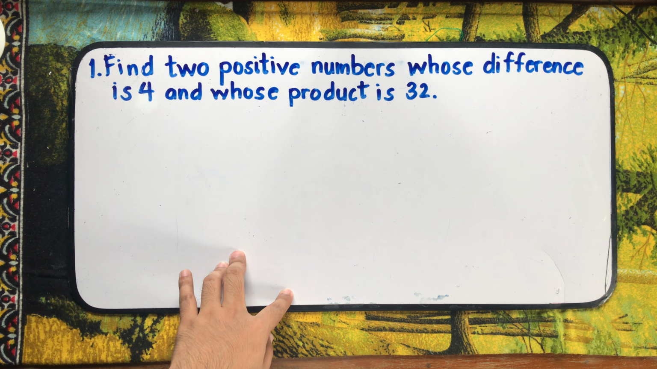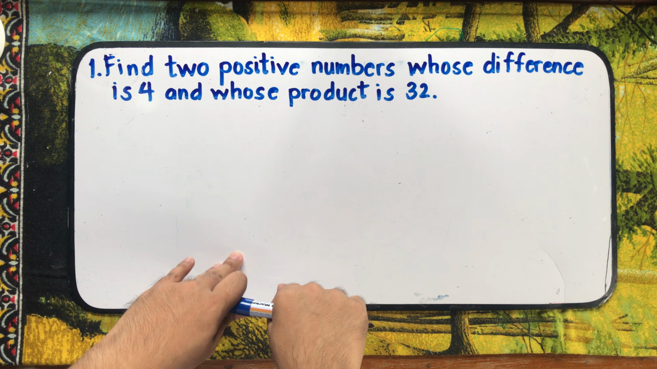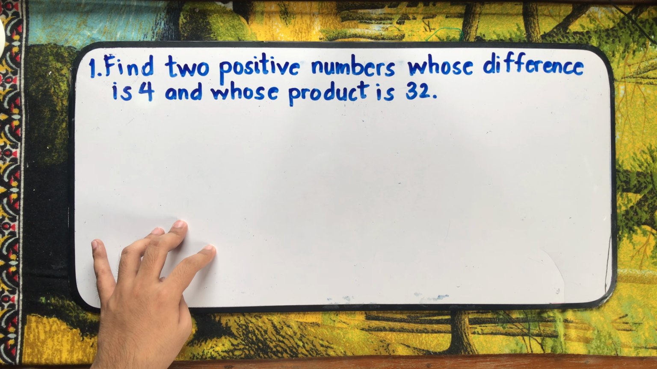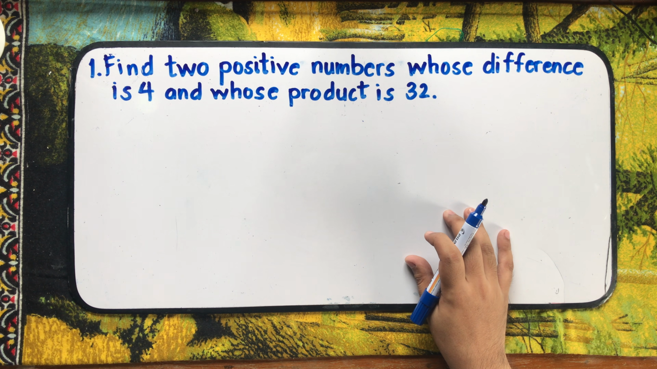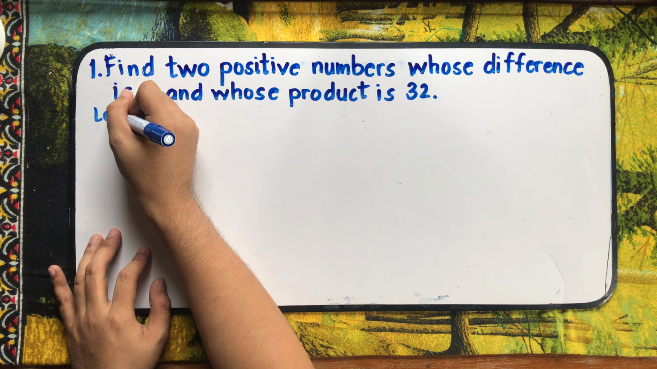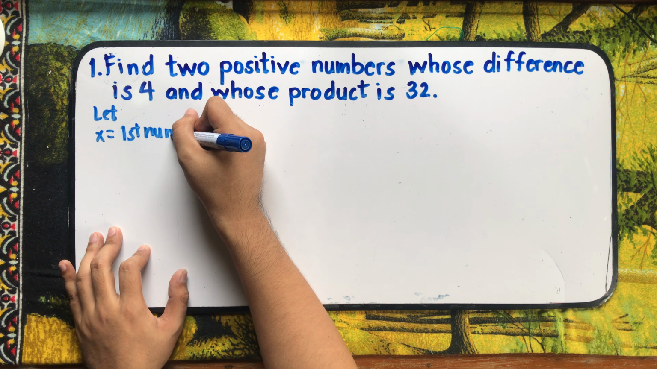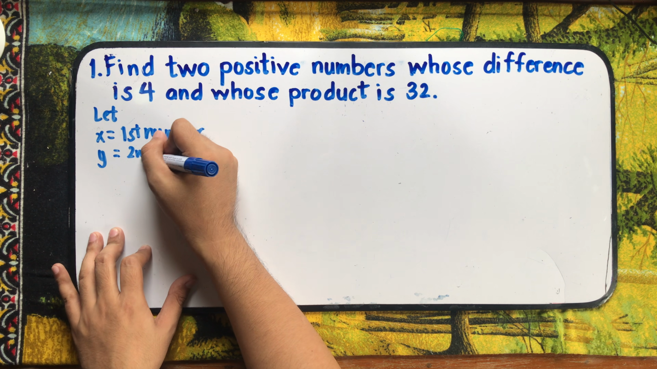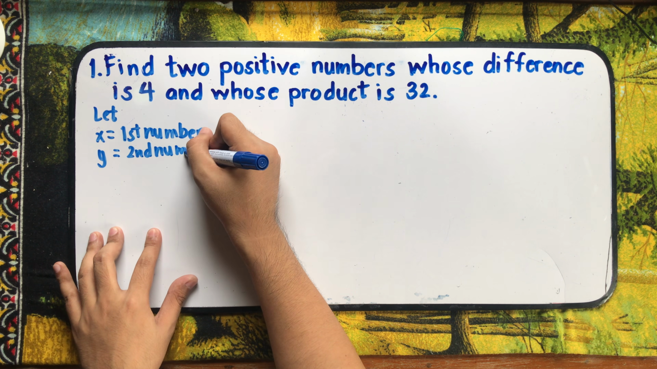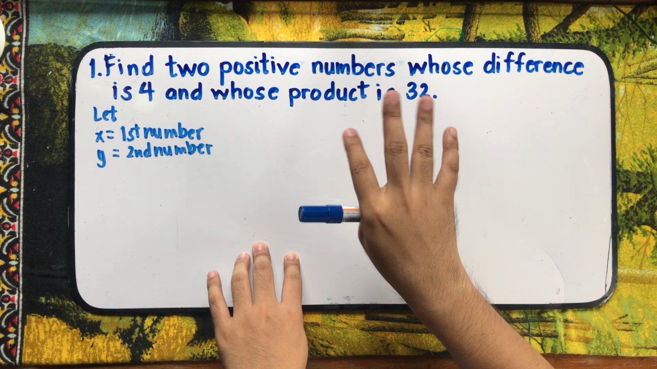Again, we will write the equations using the word problems. So, we have the given. We are asked to find two positive numbers whose difference is 4 and whose product is 32. So, let's just say, let x be the first number. Okay? And let's say y is the second number.